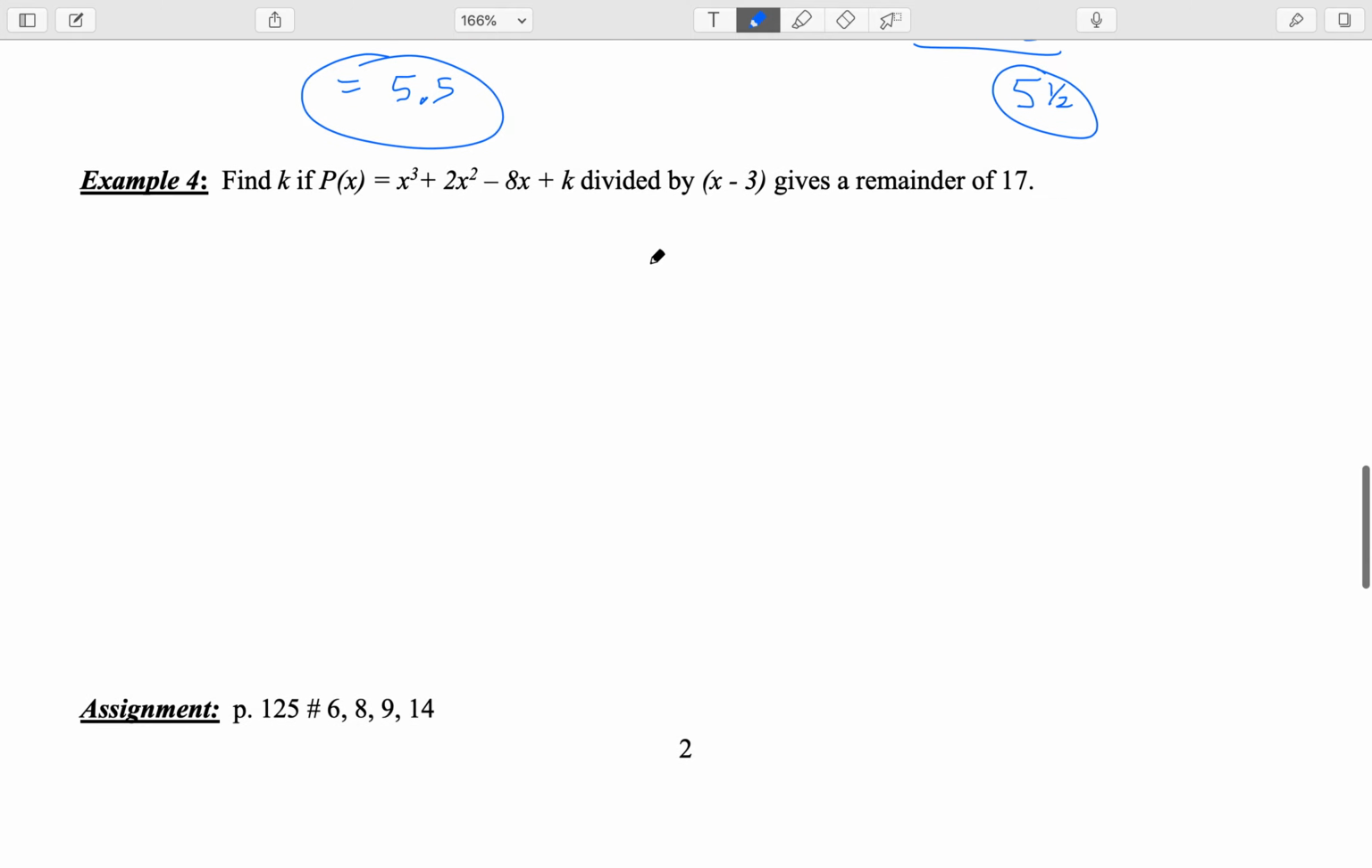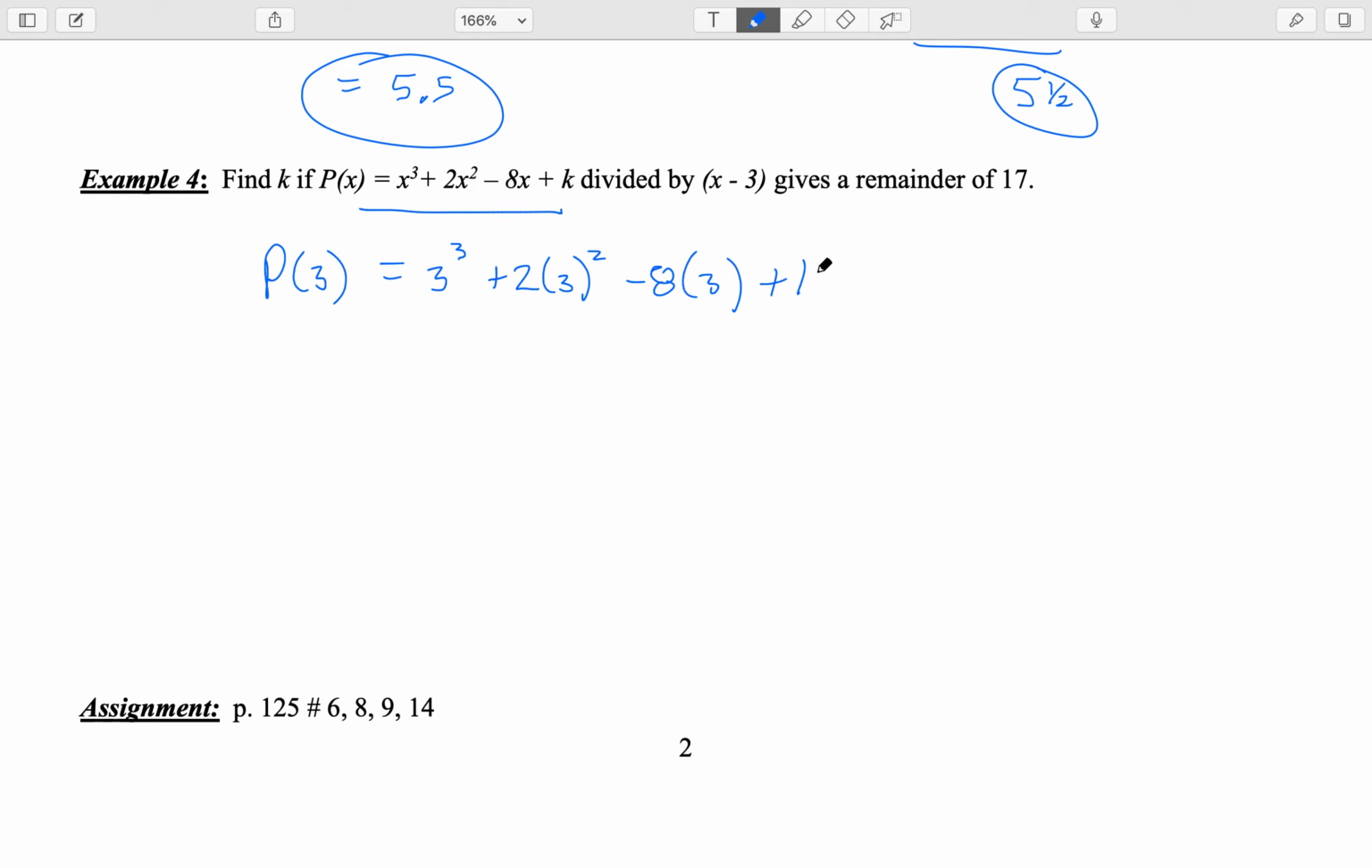Okay. How about this? Here's some polynomial, k. When it's divided by this, it gives you a remainder of this. So it says figure out what k is. So in other words, I know the remainder is going to be positive 3 plugged in. So p of 3 is, let's plug in positive 3. So 3 cubed plus 2 times 3 squared minus 8 times 3 plus k. Okay, I don't know what k is, but I do know that the remainder is 17. That's this. So this is 17. This is 27. 9 plus 18 minus 24 plus k.